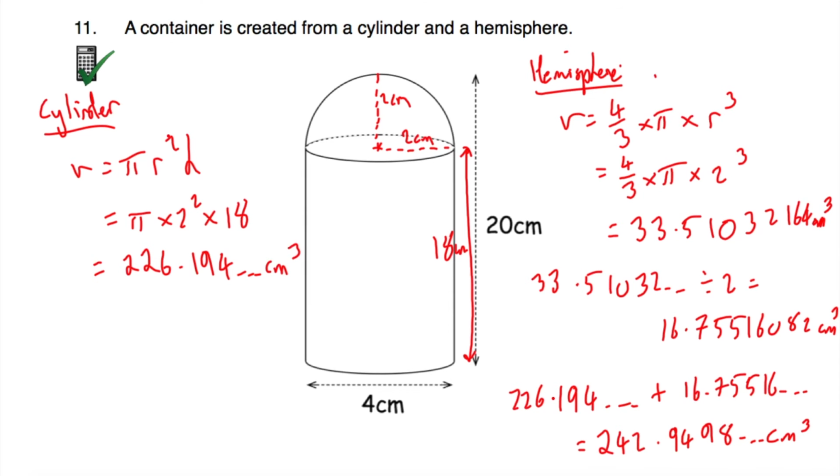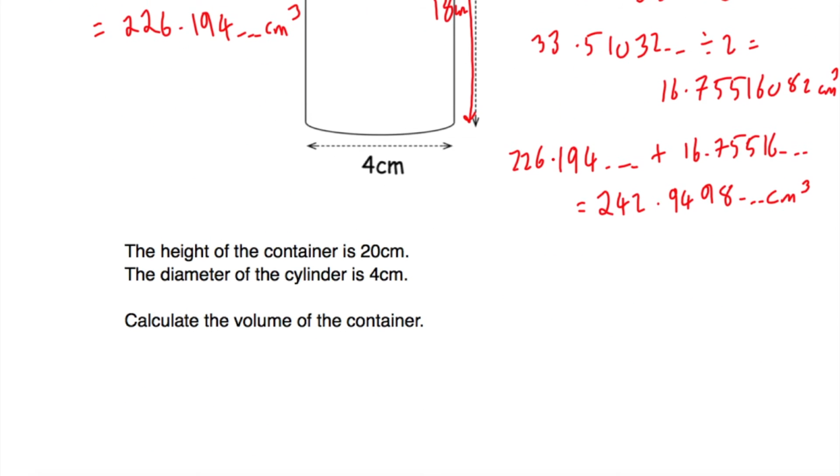And in terms of the question, did it ask us to give it so many decimal places? No, it didn't. So I'm just going to round this to 2 decimal places. That'll be 242.95 centimeters cubed. And that's the volume of that shape.